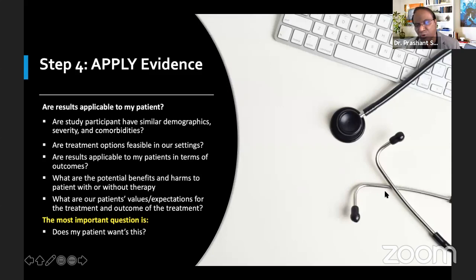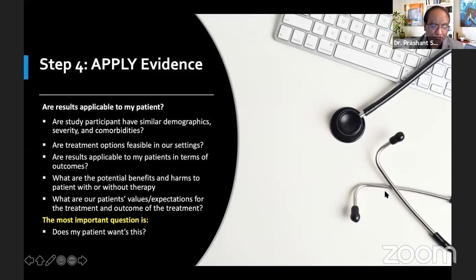So let's move on to step 4, which is applying the evidence. How you are going to apply this evidence for your patient. So before doing that, you have to ask the question, are these results applicable to my patient?